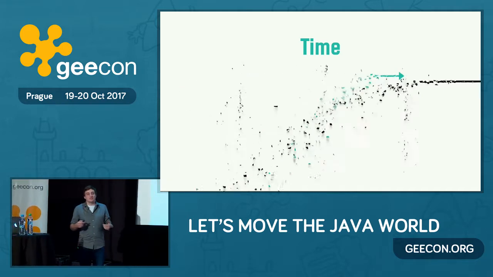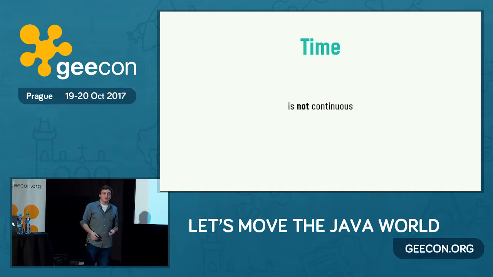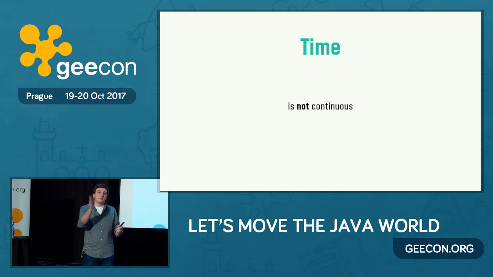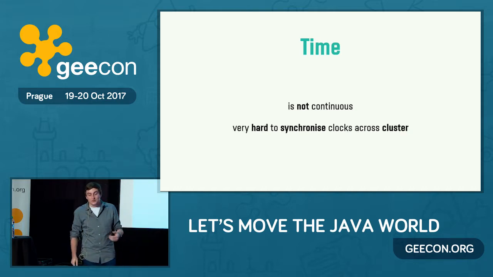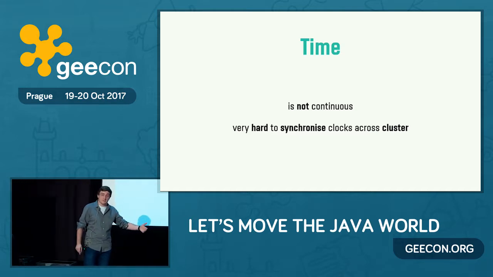However, that's not how the implementation of time works in today's computers. Time in today's computers is not continuous. You can have an NTP client running on your computer that will decide, oh, you drifted 5 seconds into the future, let me correct that, and it will put the server 5 seconds back. And also, it's very hard to synchronize clocks across the cluster.